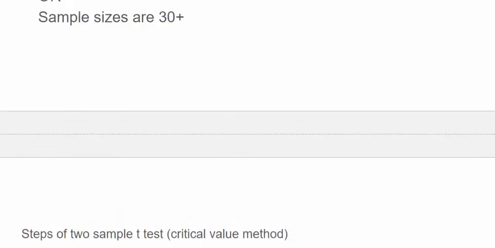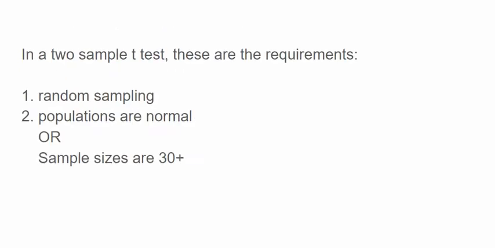And if you don't meet these requirements, what will happen is either a type 1 error or a type 2 error will become more likely. Basically, an incorrect conclusion will be more likely, and basically the test will be less reliable. And the loss of reliability, or the amount of reliability that's lost, depends on how severely these are violated.